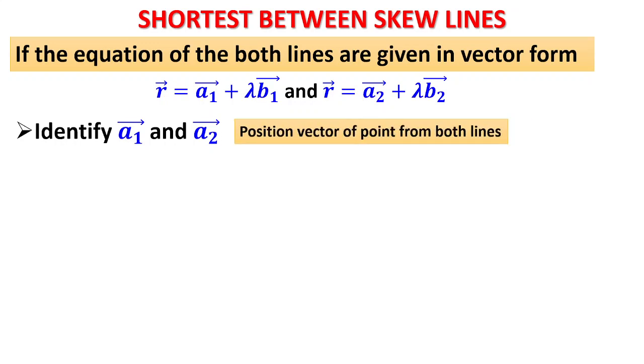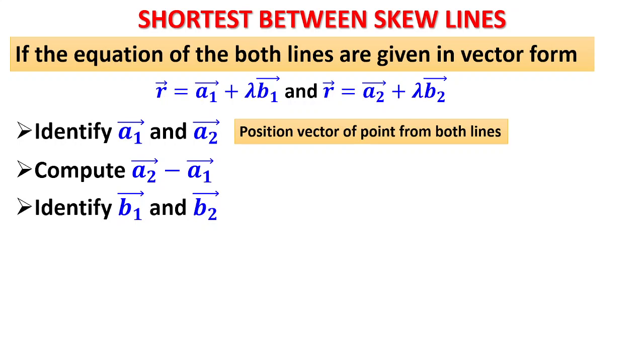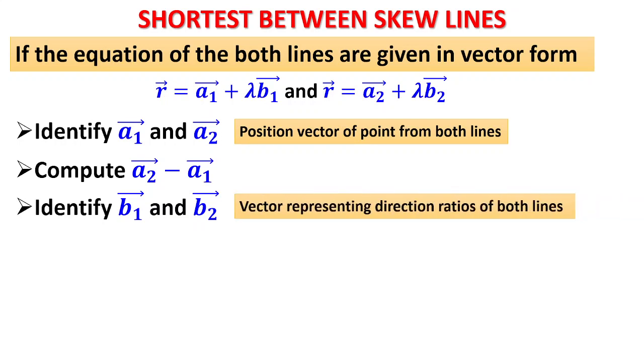Then take the position vectors of a point from both the lines. Now compute A2 minus A1 immediately and keep it ready. Then you identify B1 and B2. What are they? They are the vectors multiplied by lambda in the first equation and mu in the second equation. They represent the direction ratios of both the lines.